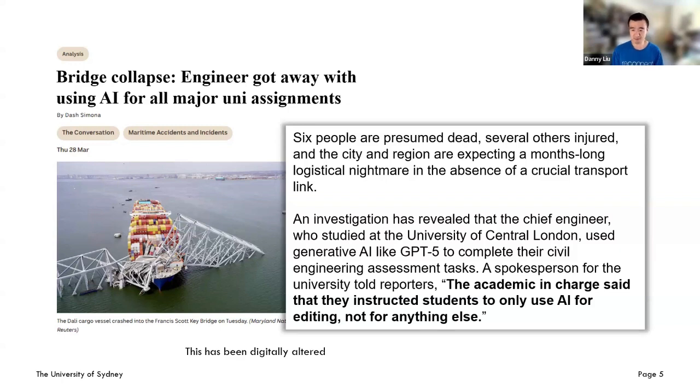The investigation revealed that the chief engineer was basically told in their class, don't use AI for anything except for editing. So the academic in charge said to their students, you can only use AI for editing and not for anything else. The reality of the situation is that even if we tell students these things, they're not going to necessarily follow it. And so we need some way to be sure of what students are doing and what they know.